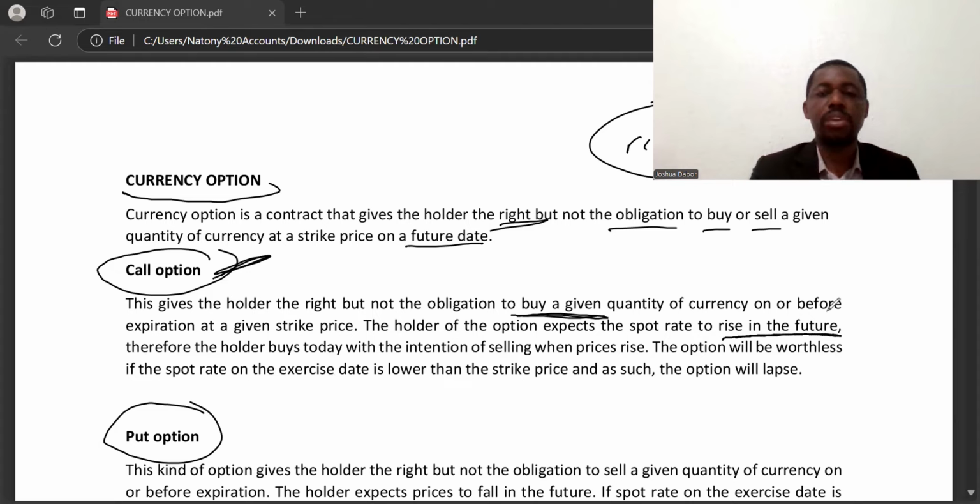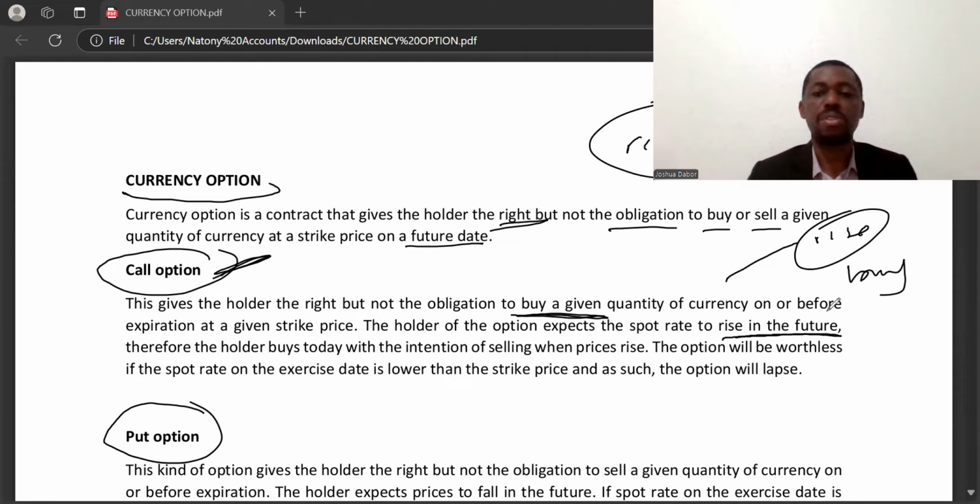Okay. So let me stop here. Remember, from the currency futures, it's the same principle that is going to apply here. In the currency futures, we said for any currency that you expect to rise, what do you do? You buy it now, so that when the price goes up, you can sell. The same thing with the currency option. The holder expects the price to rise in the future. Therefore, the holder will do what? Buy today with the intention to sell when the price rises.